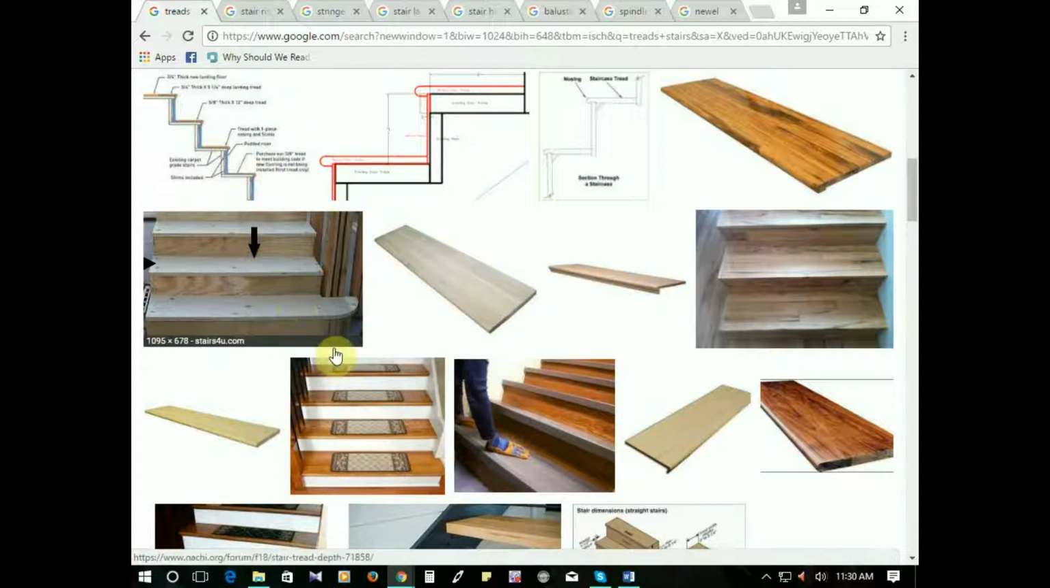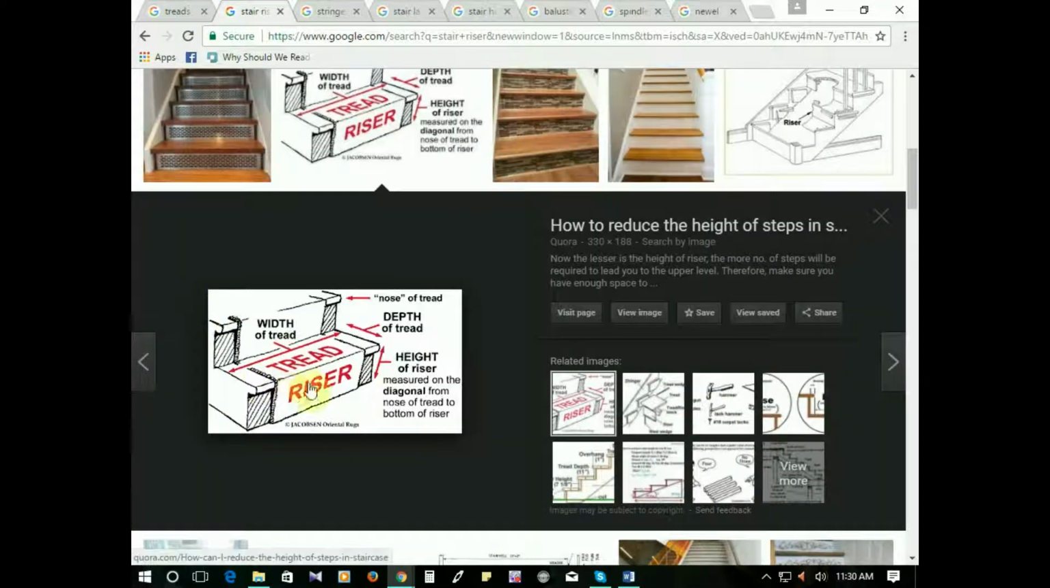Treads are for stairs. Treads are the top surface of a stair, while the riser is the vertical part between the treads of the stairs. So you have a picture of a stair, and the tread will be the horizontal portion, while the riser is the vertical portion.